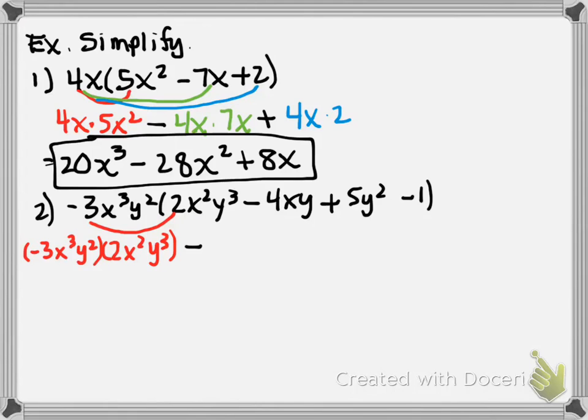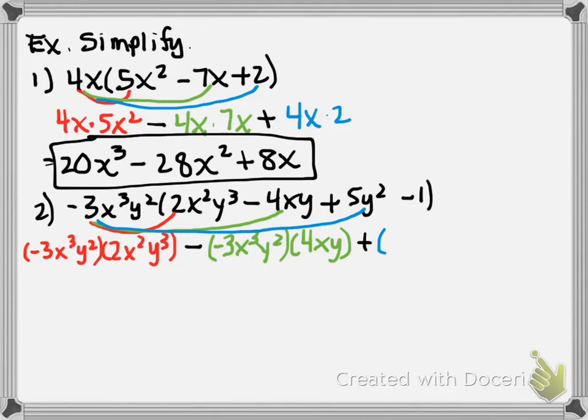And then we're going to multiply the negative 3x cubed y squared times the 4xy. Now remember, we've already taken care of the sign, at least the sign that's in front of the 4xy. And then it says plus, so I'm going to write plus. And then I'm going to multiply the negative 3x cubed y squared times 5y squared. And then it says minus. And last, I'm going to multiply the negative 3x cubed y squared times 1.